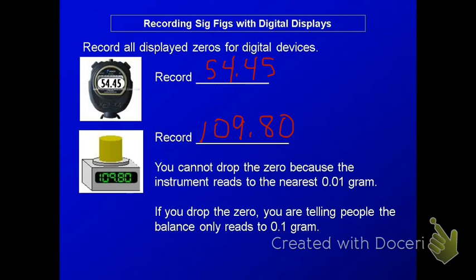Now you might say, well, wait a second, why can't I just record 109.8? Well, the balance is showing you that it reads to the 100th position. If you only record 109.8, you're saying that you only know the weight to 0.1 gram, but you really know it to the 100th gram.